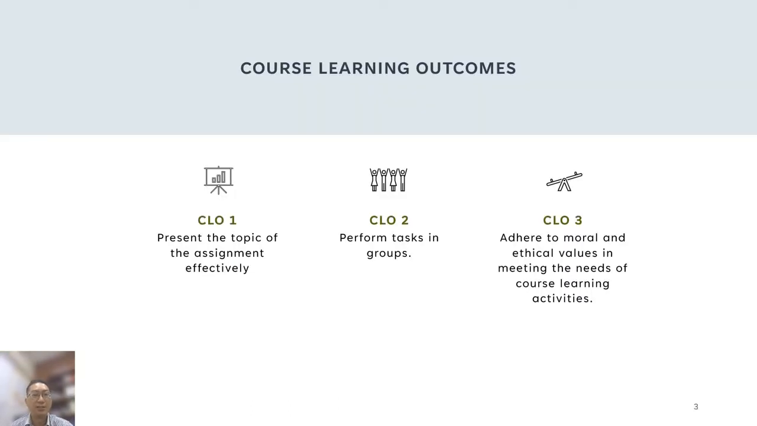So this is the course learning outcome. CLO1 is to present the topic of the assignment effectively. Then CLO2 is to perform tasks in a group. Then CLO3 is to adhere to moral and ethical values in meeting the needs of course learning activities.